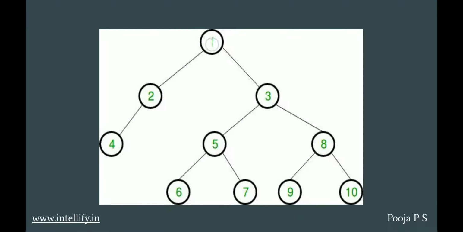Here 1 is the root node, 2 and 3 are the child nodes of 1, 4 is the child node of 2, 5 and 8 are the child nodes of 3, 6 and 7 are the child nodes of 5, 9 and 10 are the child nodes of 8. So in this tree 4, 6, 7, 9 and 10 are the leaf nodes. So these are the nodes that we want to print here.